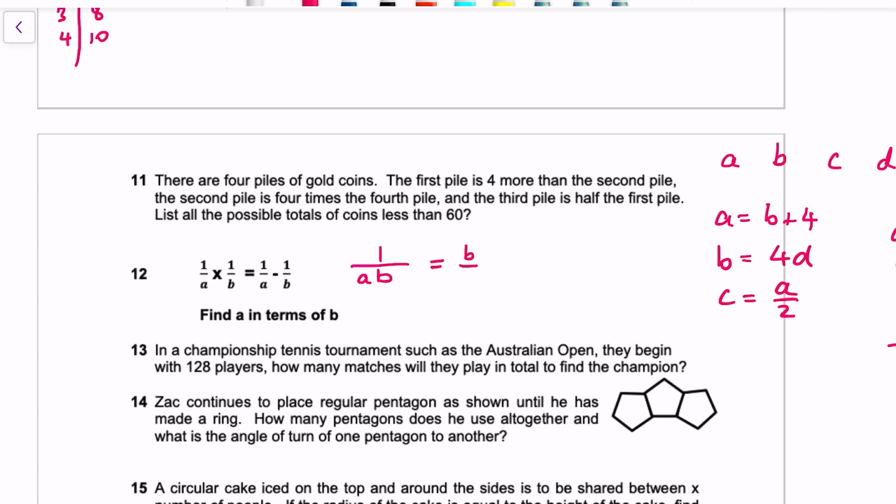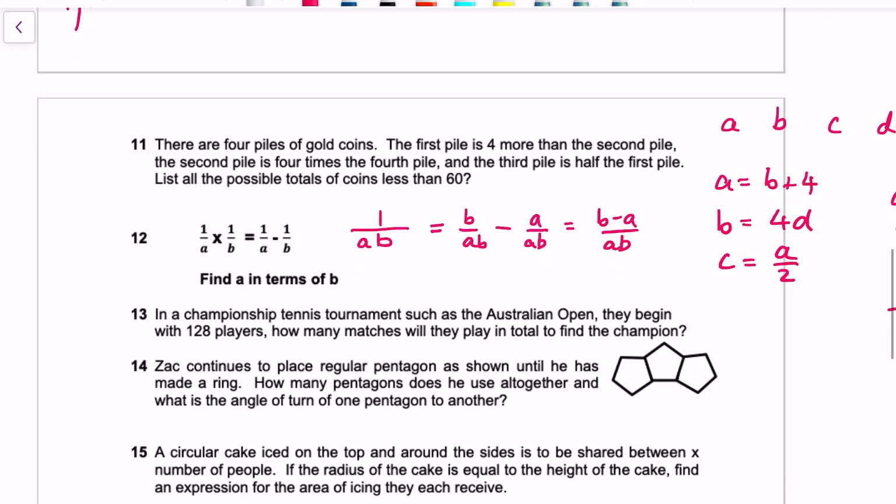we're going to go B over AB, because we're going to times the top and bottom by B, minus A over AB, timesing the top and bottom by A, and that's equal to B minus A all over AB. Okay, now there's an AB on the bottom of both, so we can cancel out the ABs by timesing both sides by AB. And then we've got 1 equals B minus A, and the question says find A in terms of B, so we need to make A the subject of it, put the minus A on the other side as positive A, put the 1 on the other side as minus 1, so it's A equals B minus 1.